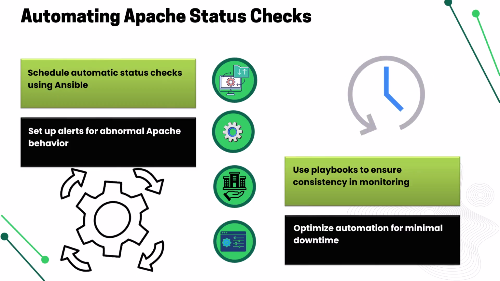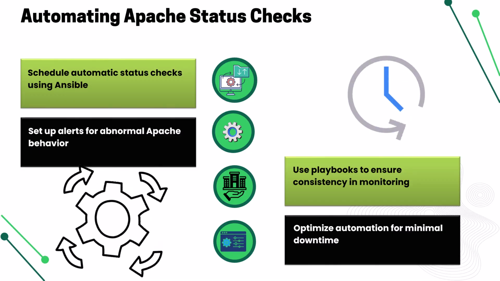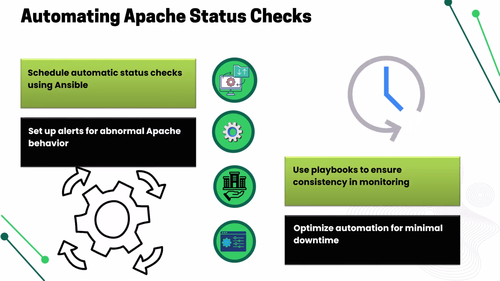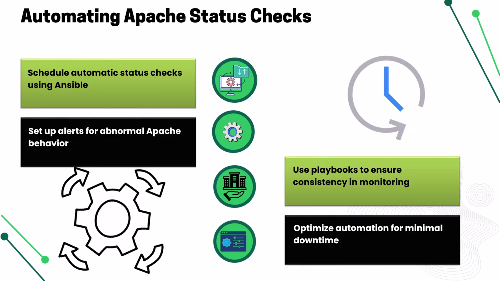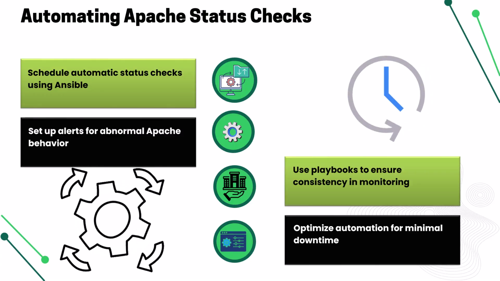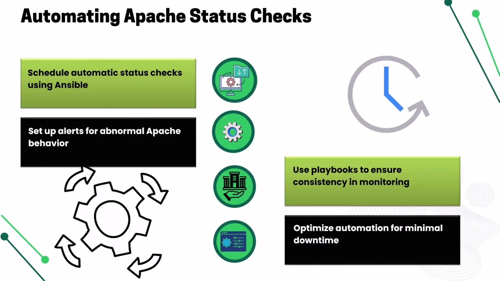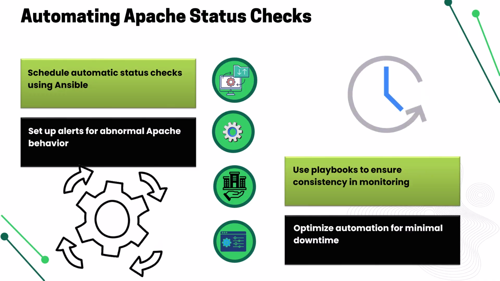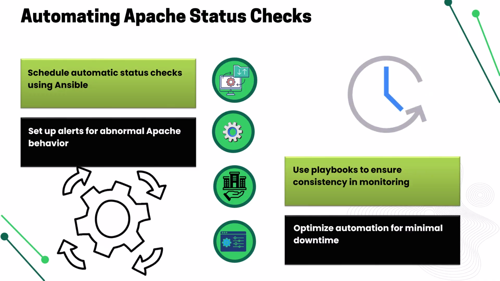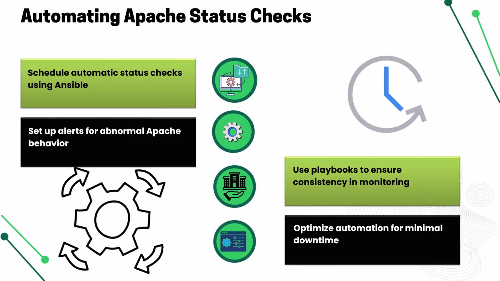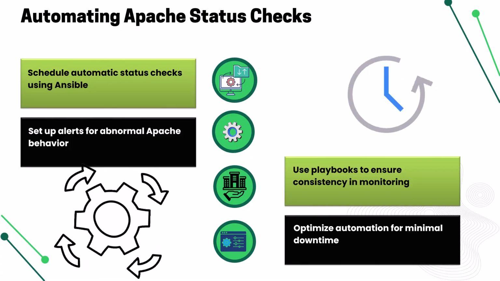We schedule automated status checks using Ansible, so we're always in the know. Next, we set up alerts, because ignoring problems never makes them go away. We use playbooks to ensure consistent monitoring across systems. And finally, we fine-tune automation to minimize downtime, because fewer outages mean fewer angry emails.